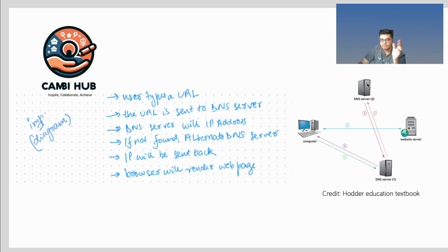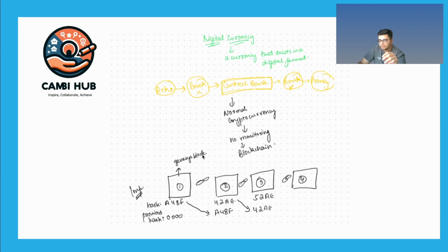This DNS server will send the IP address to my PC, obviously, because I was the one who requested it and I want to open the web page, but it will also send it to the other DNS server which doesn't have this IP address, so that it also gets updated, right? Now as soon as the IP is sent back, the browser is going to render the web page into the HTML web page and present it in front of you.